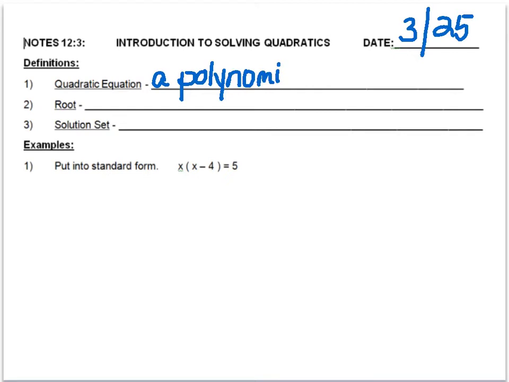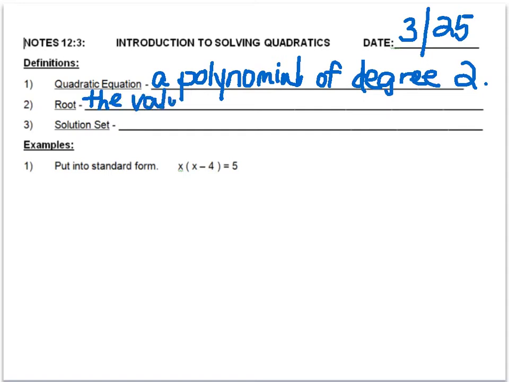We graphed quadratic equations last week. And you know that it looks like a parabola or a U shape. A root is what we're going to find today. And a root is the value that makes an equation true.